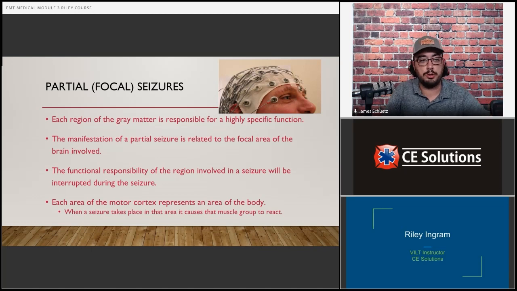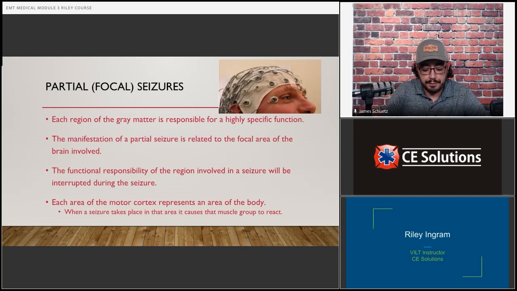So your partial or focal seizures: each region of the gray matter, which the brain is surrounded by, right? It's got gray matter all in it. It is responsible for highly specific functions, and each section of the gray matter is responsible for a certain thing. The manifestation of a partial seizure is related to the focal area of the brain that's involved, right?